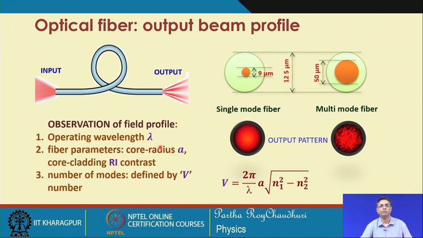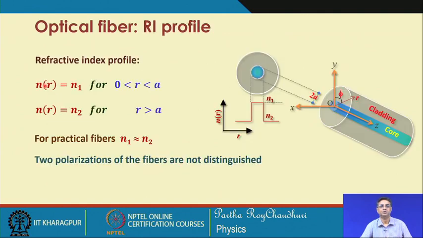So, the operating wavelength lambda decides, then the fiber core radius a, and the core cladding refractive index contrast. These are the factors that are going to decide the number of modes, and through the definition of the V number, which we will discuss shortly. Okay. So, the refractive index profile of an optical fiber can be well described. We have seen this kind of structure.